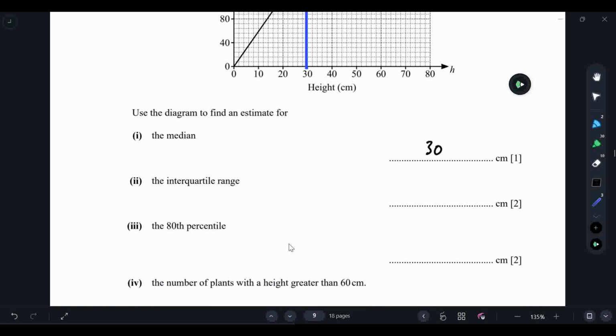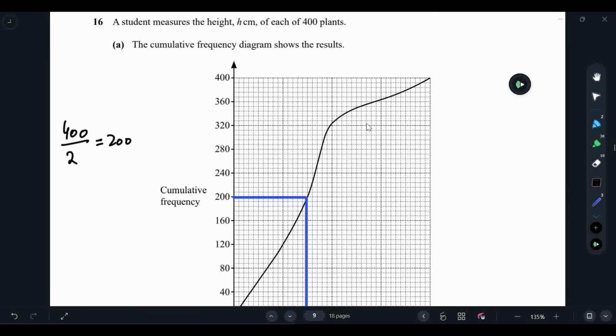Now let's move to the interquartile range. The interquartile range is equal to the upper quartile minus the lower quartile. Upper quartile means the median of the upper half. The median of the upper half will be at 300, because if we add 200 plus 400, whole divided by 2, this will be equal to 300.